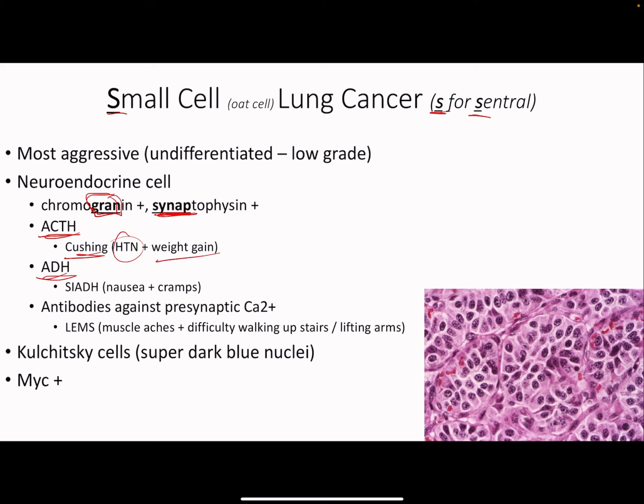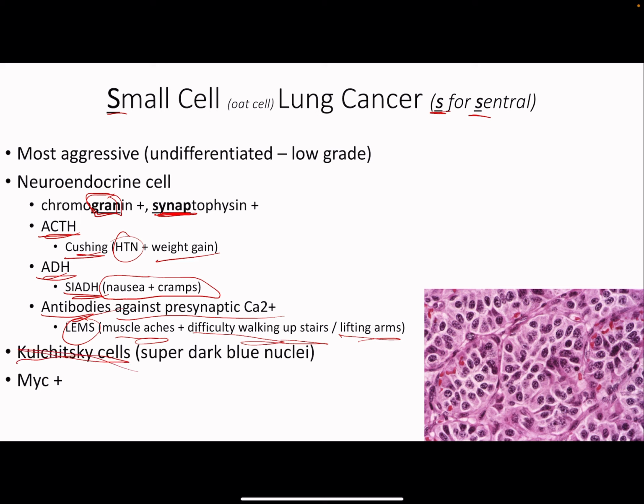Also, ADH, which is induced by the syndrome of inappropriate antidiuretic hormone, associated with nausea and cramps. Also, weirdly, antibodies against presynaptic calcium channels. This is associated with Lambert-Eaton myasthenia syndrome: muscle aches, difficulty walking upstairs, lifting arms. As we saw earlier, this is a mechanical hypoventilation issue as well, potentially if it gets severe.